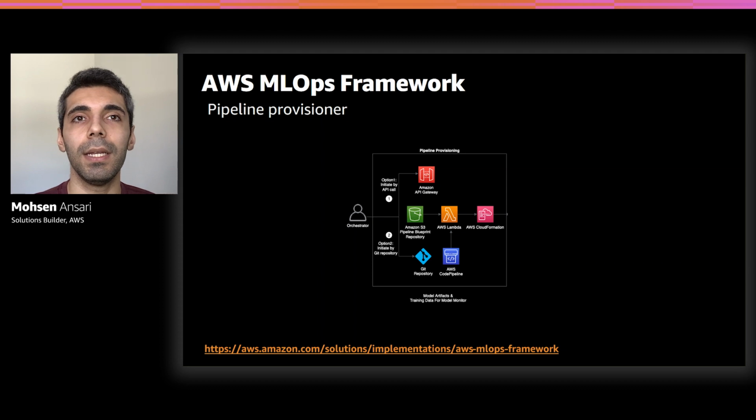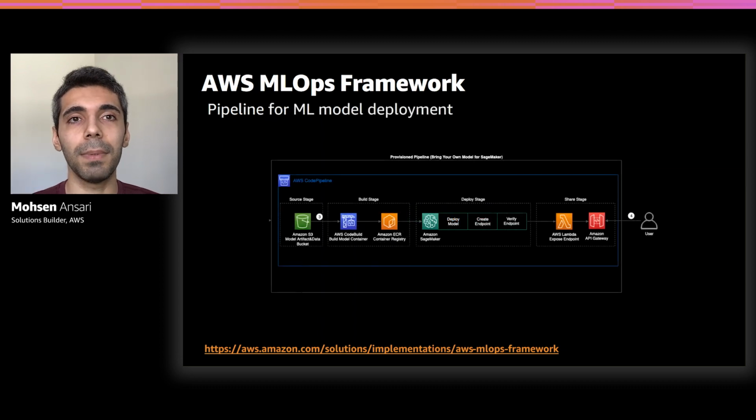Either way, it will call a Lambda function, and then that Lambda function will deploy a CloudFormation stack, and that CloudFormation stack contains the pipeline that automates the building, deploying, and sharing of your machine learning applications. And then on the right-hand side is the pipeline stack, or the provisioned pipeline, as we call it.